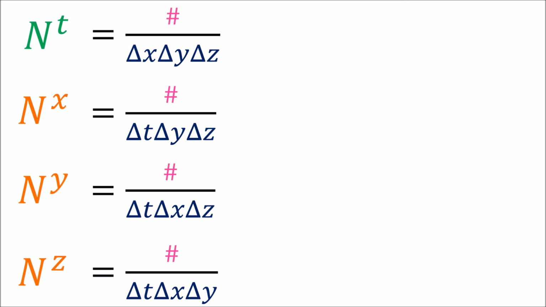To introduce some new notation, we sometimes denote the density in the rest frame of the particles as a lowercase n. This is called the rest number density. In Galilean relativity, this is the same thing as the ordinary number density in all frames.